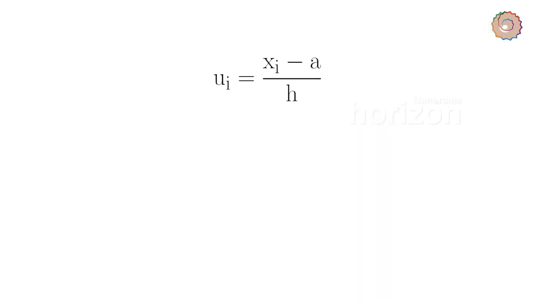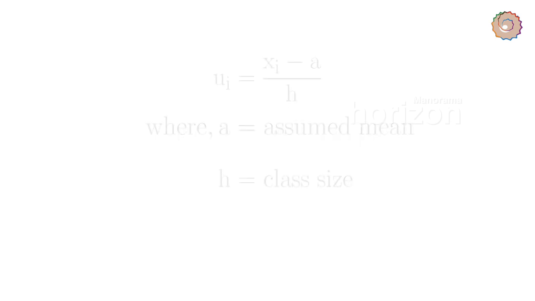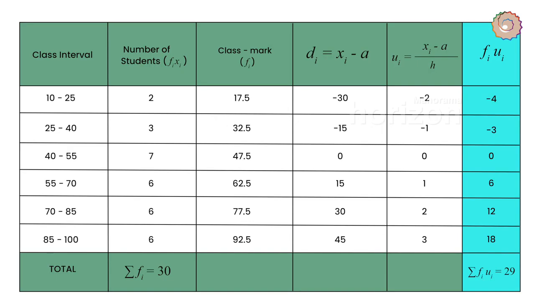So, let ui is equal to xi minus a divided by h, where a is the assumed mean and h is the class size. Now, let's calculate ui according to the above equation. Now, let's add another new column multiplying fi and ui. Let us assume u bar is equal to sigma fi ui divided by sigma fi. Now, what is the relation between u bar and x bar?